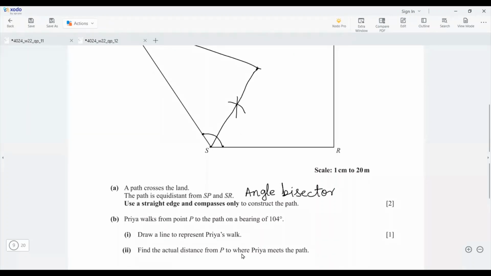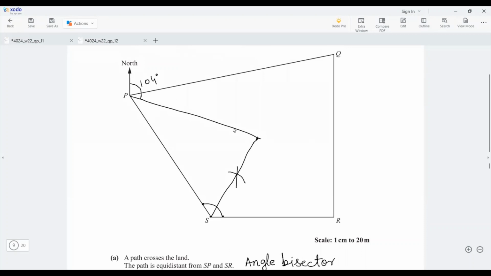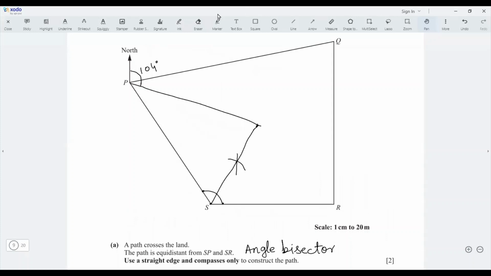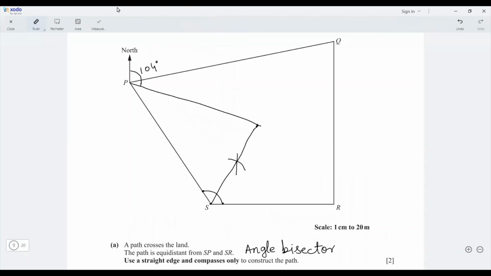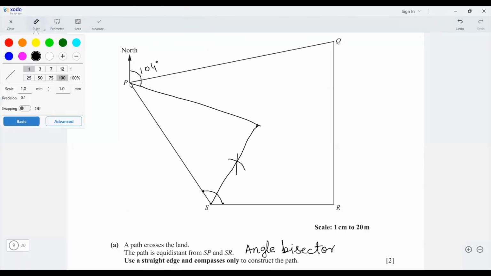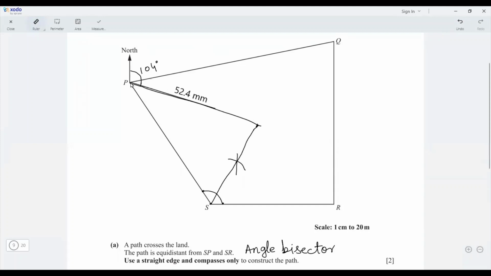Next is to find the actual distance of P to where Priya meets the path. What will be the actual distance? We need to find the length from point P to the meeting point on that path. For finding that length, you need to take your scale and check the length from point P till that path.